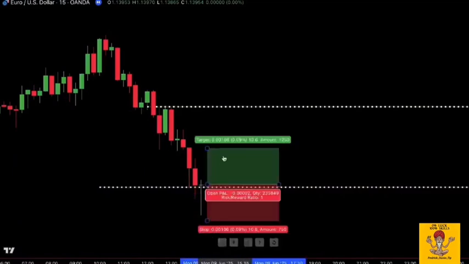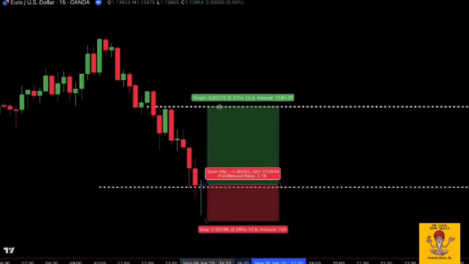Entry. After price closes back inside the range, confirming the liquidity sweep is over. Stop loss, below the wick of the sweep, for tight risk. Take profit. Target the high of the 1 hour range, which now acts as liquidity. And look what happens next. Price rockets straight to target.